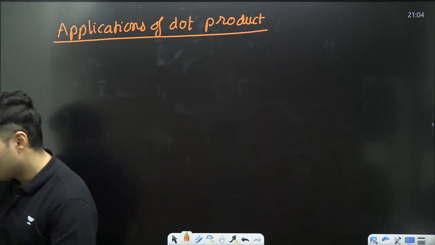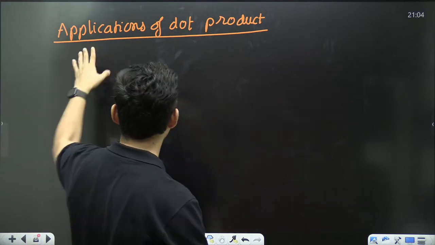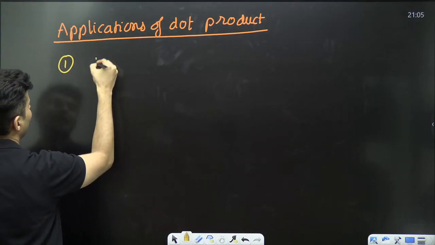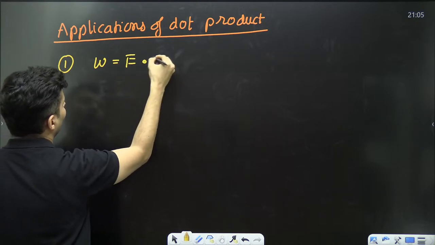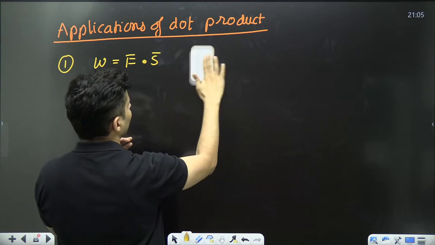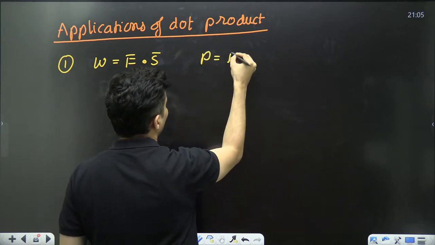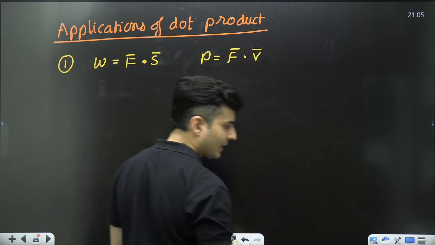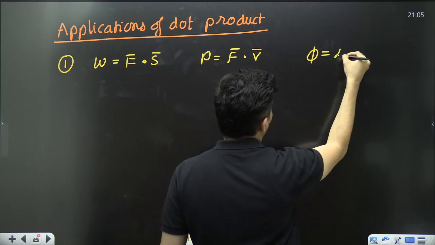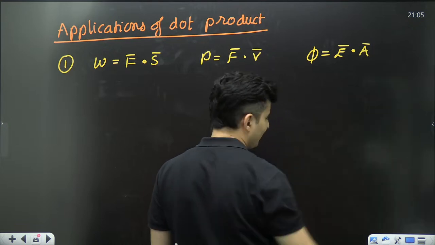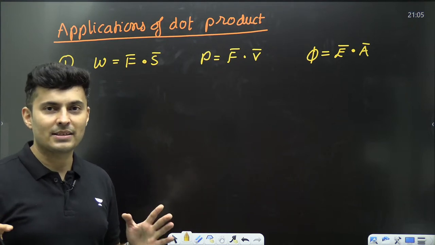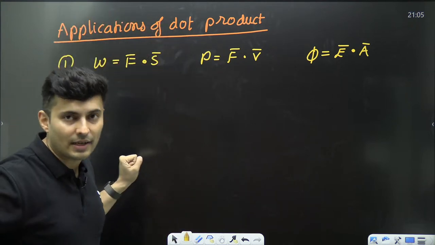Where do we use it? Applications. Number one, for physical quantities like work, which is force dot displacement. Power is nothing but force dot velocity, correct? Similarly, there are many such quantities. For example, flux is electric field dot area vector. So many places where you need to use dot product, guys. So this is one of the applications, for physical quantities.